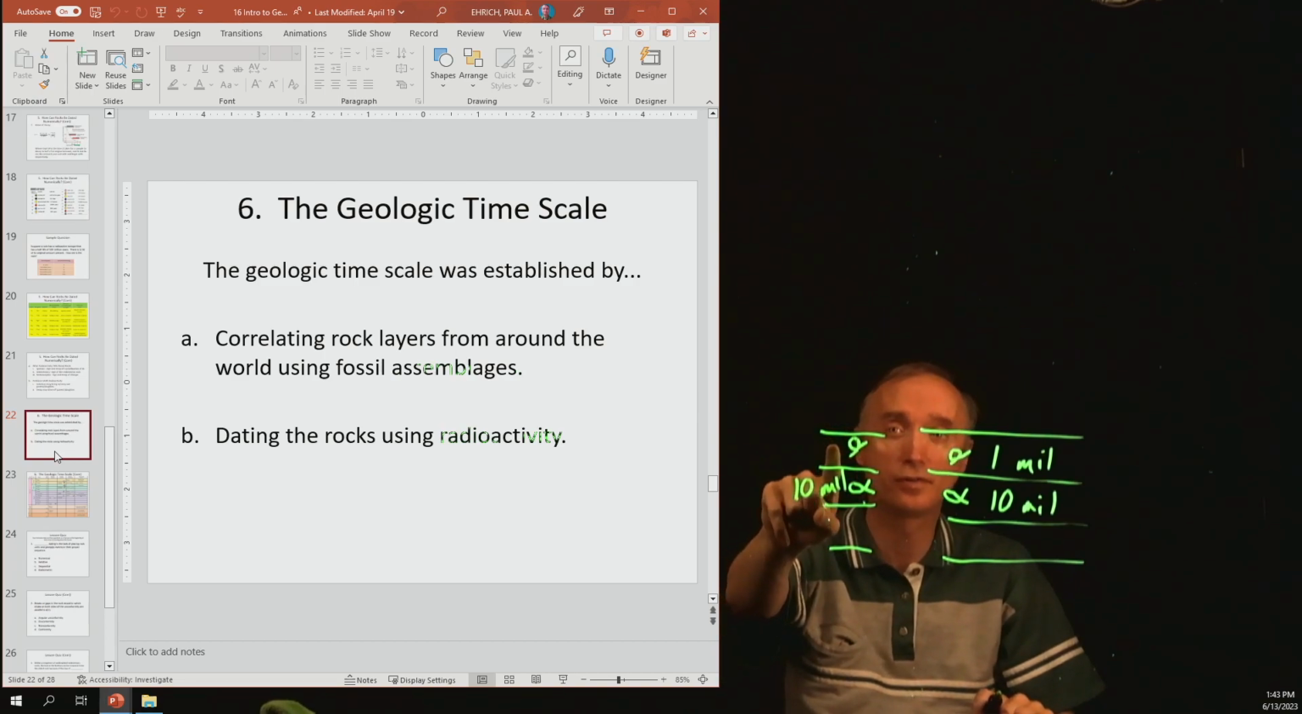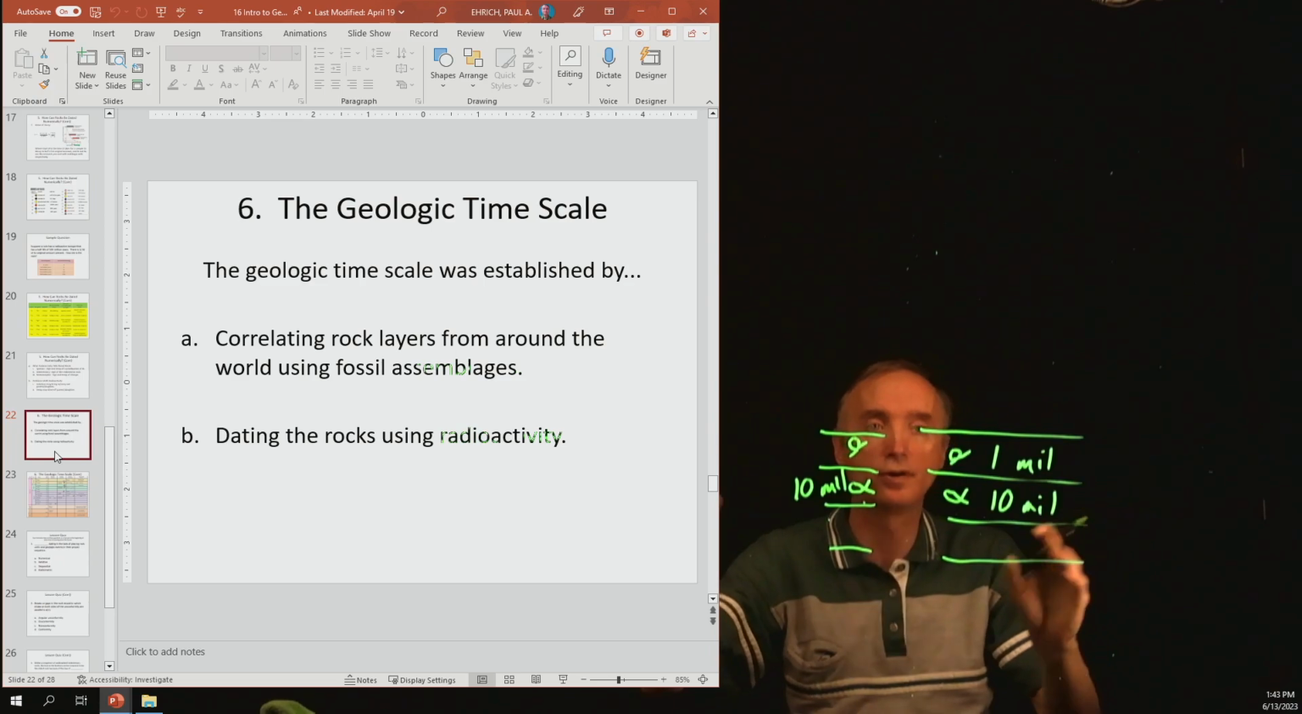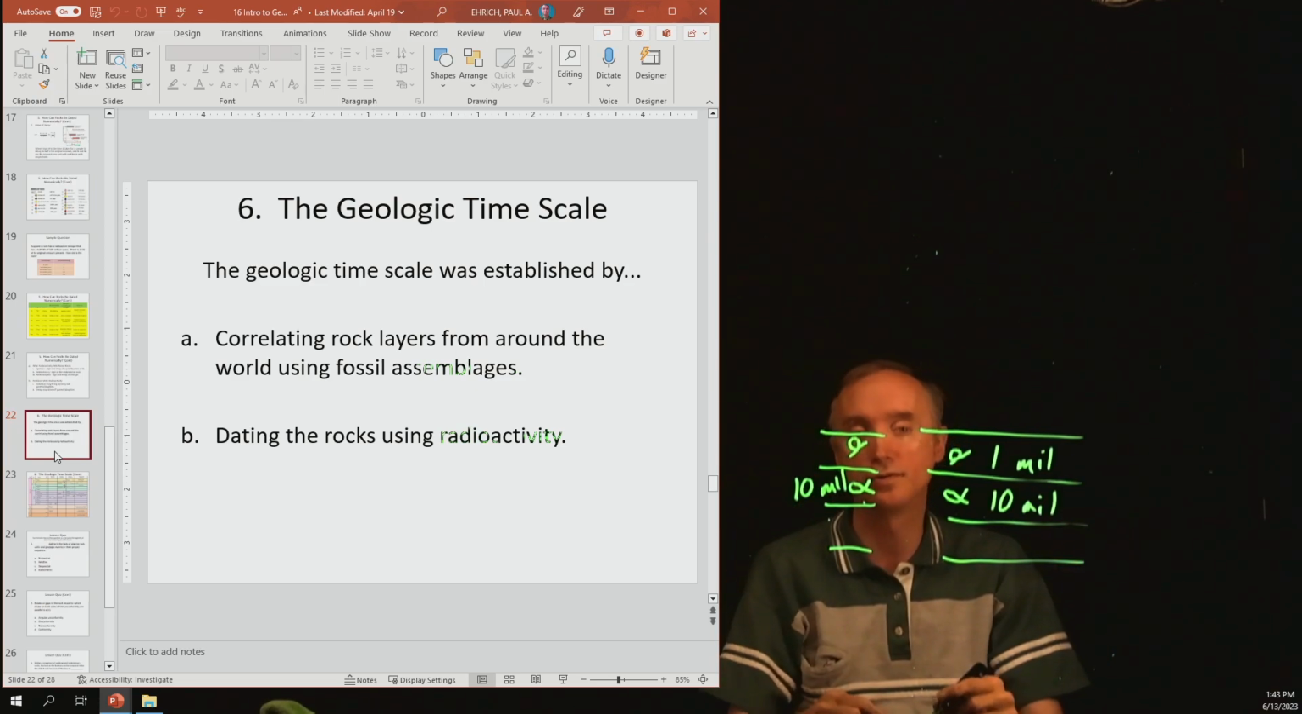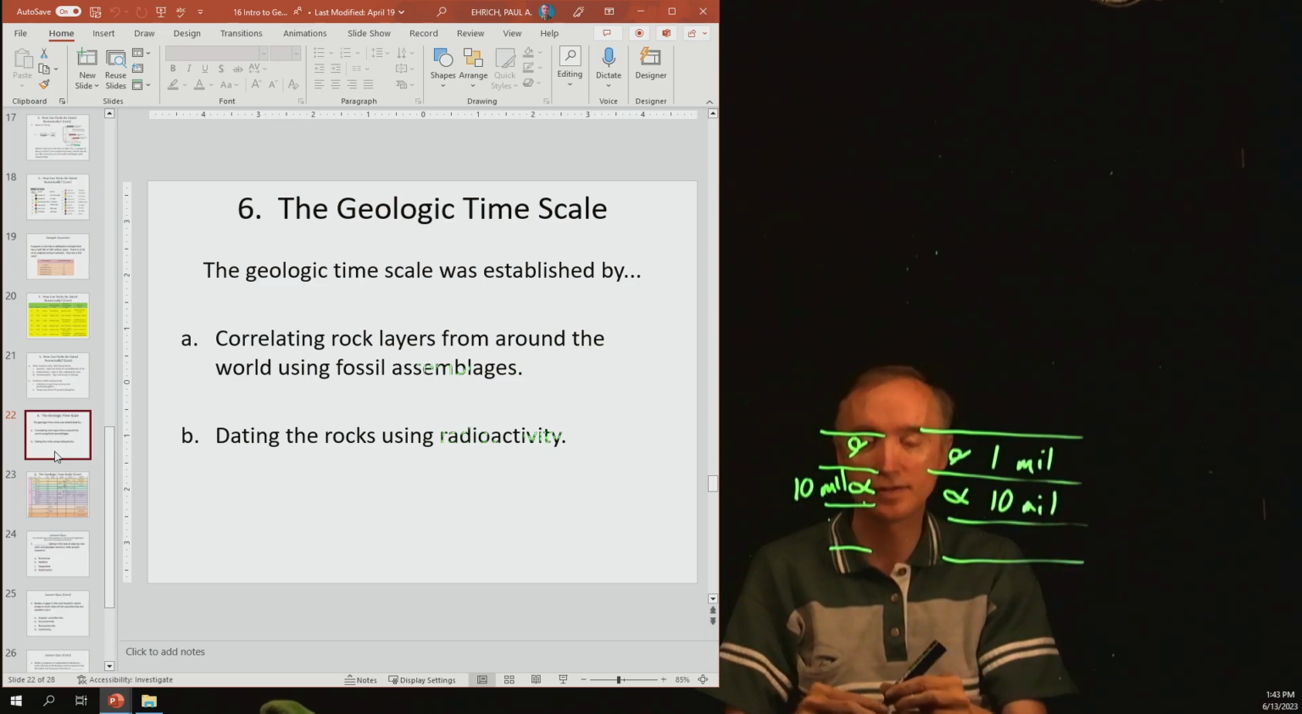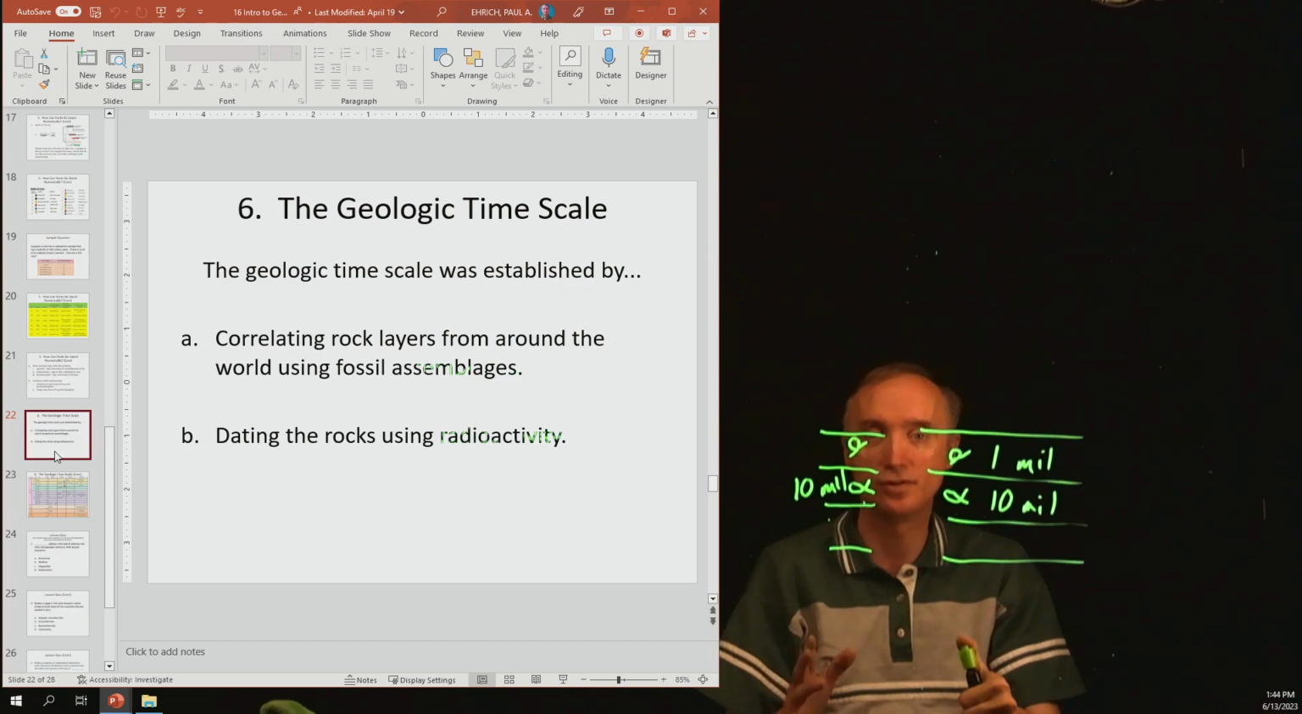And we do the same thing for this one here, and we could say that this rock layer somewhere else on Earth is 1 million years old. So that's how we established the geological time scale.